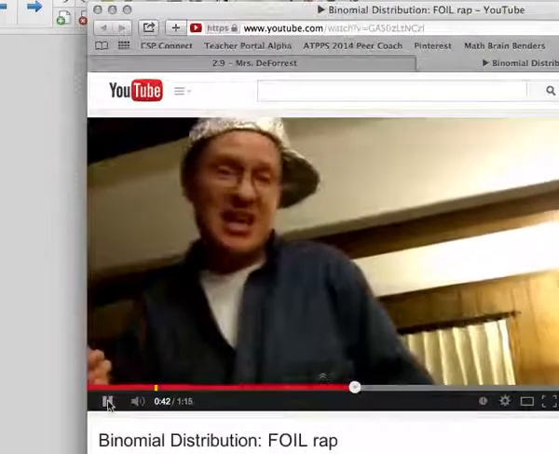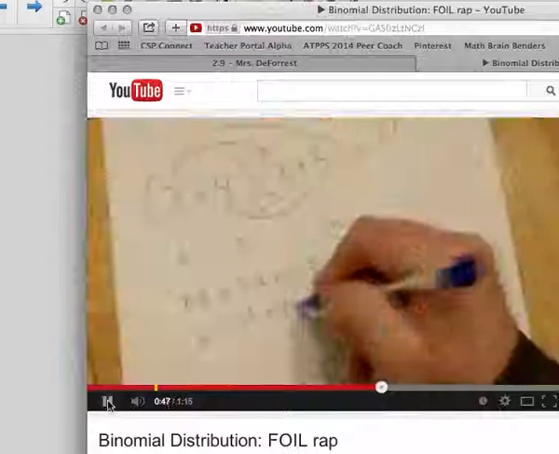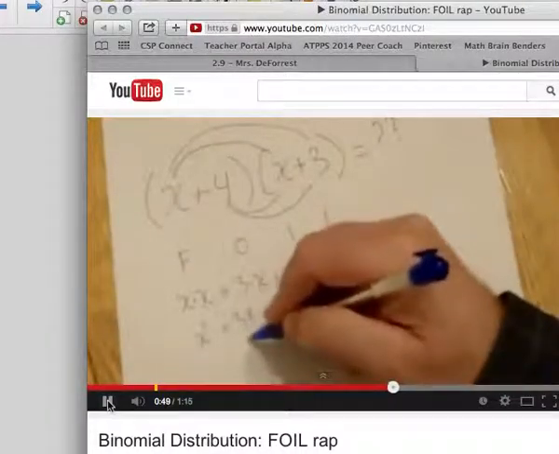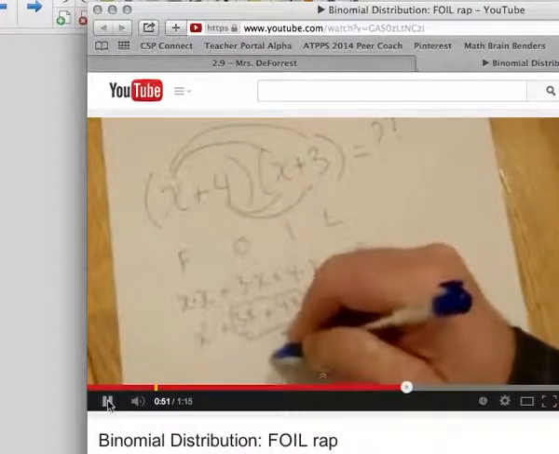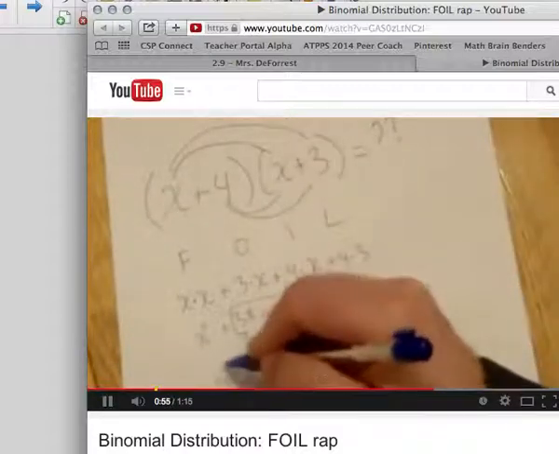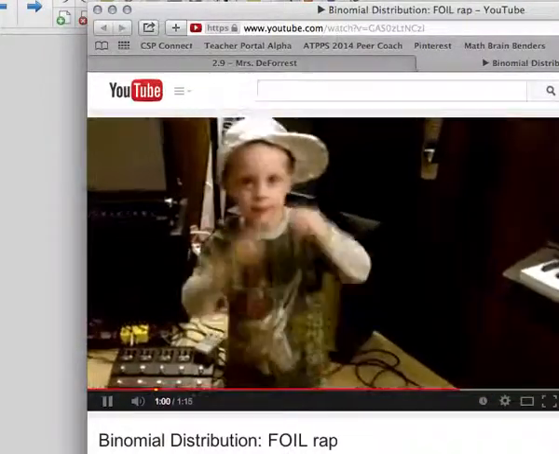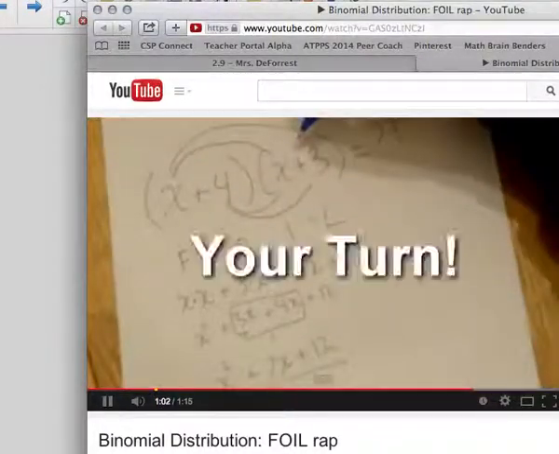First comes multiplication, then the summation of all your similar terms. And watch out for those negative signs. Don't get burned. Don't get burned. Come on now. First, outer, inner, last, binomial times binomial. First, outer, inner, last, binomial times binomial. Your turn.